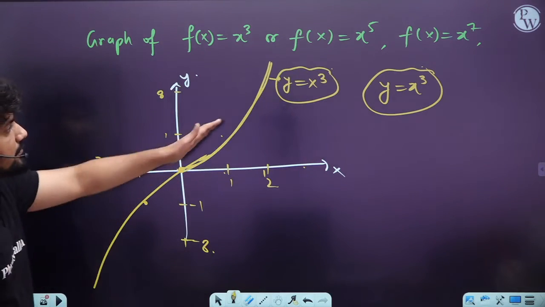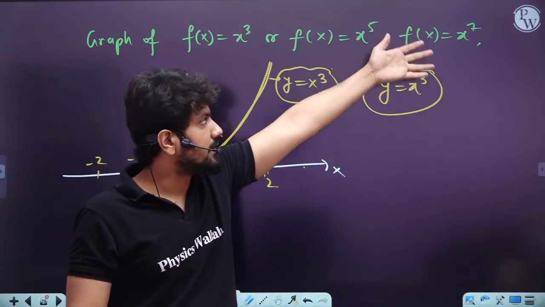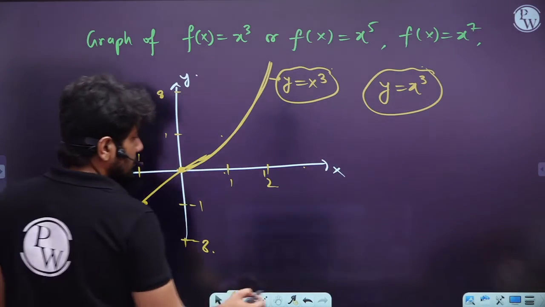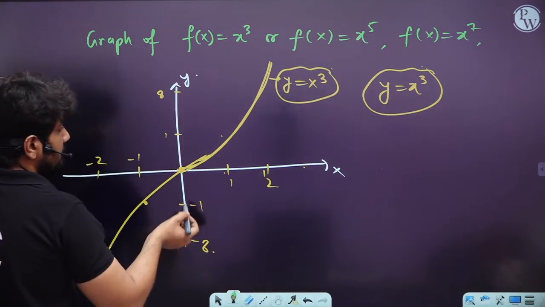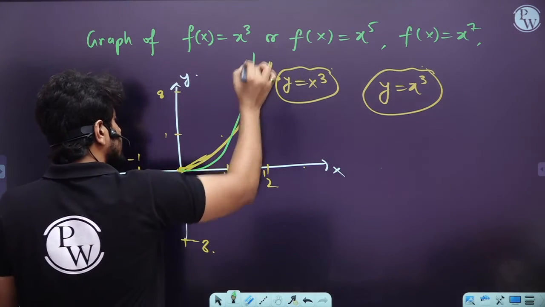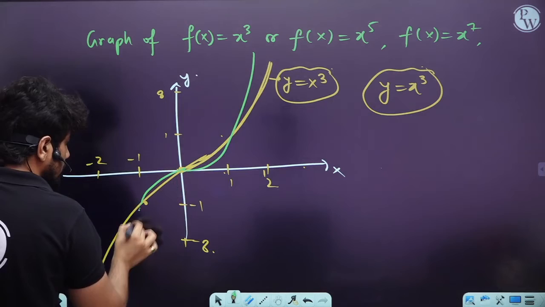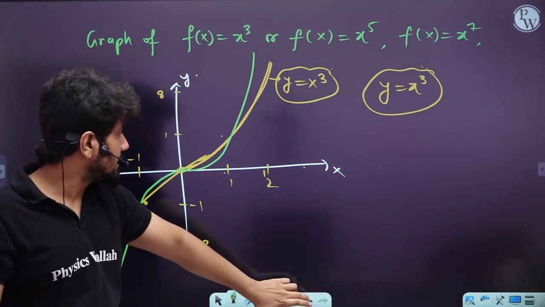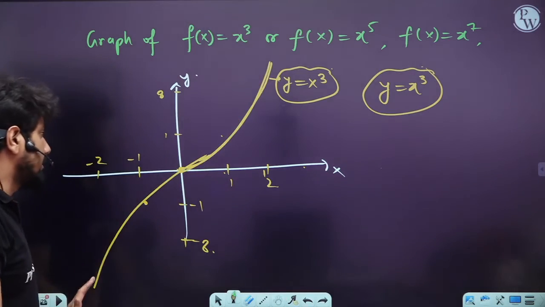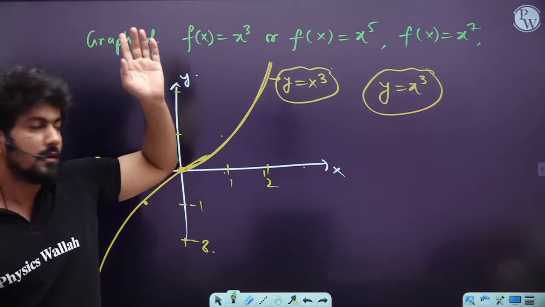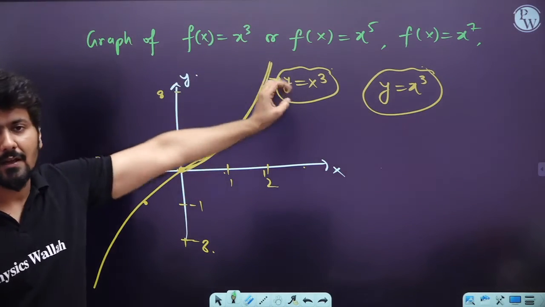Similar kind of graph we see for x raised to the power 5, and similar for x raised to the power 7 also. The only difference will be, if I plot the graph of y is equal to x raised to the power 5, it will look something like this. But all of their graphs have the same trend, a trend like this. We see the same trend for all of their graphs.